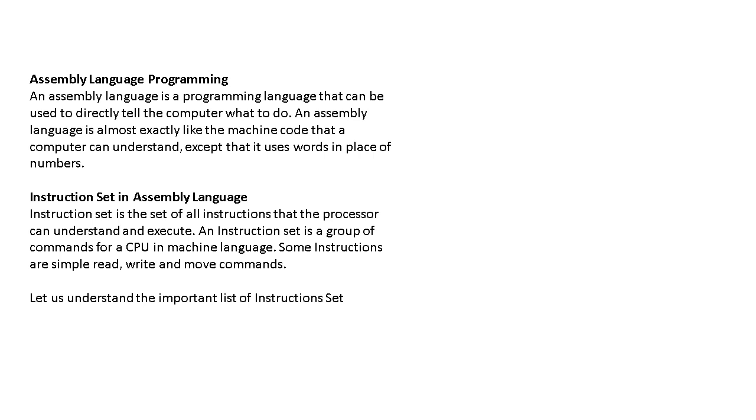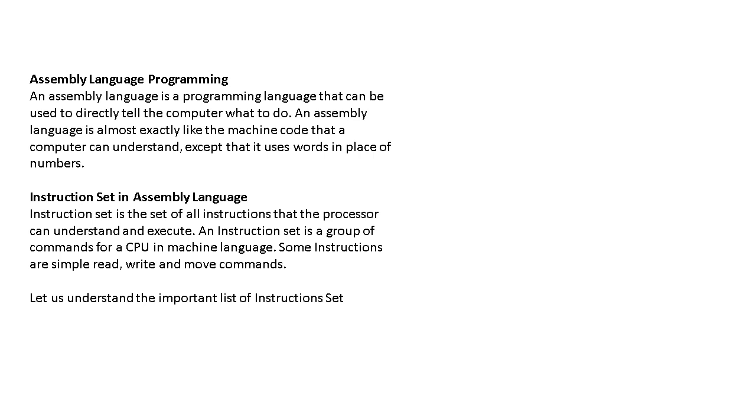Assembly language programming. An assembly language is a programming language that can be used to directly tell the computer what to do. An assembly language is almost exactly like the machine code that a computer can understand, except that it uses words in place of numbers.